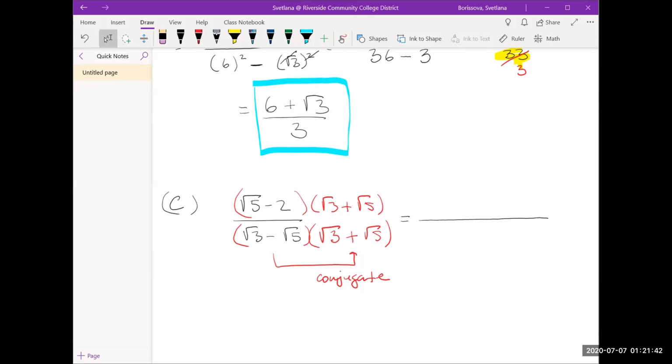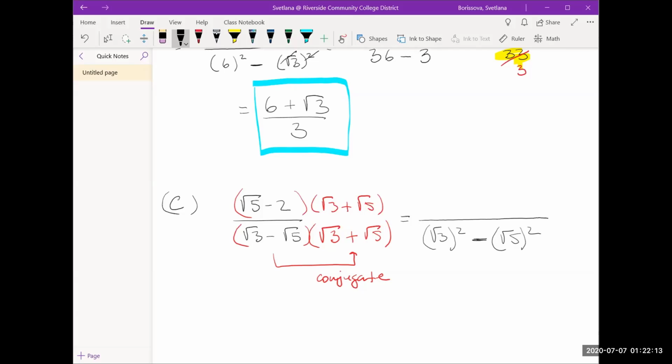I'm going to start with the denominator. It's going to be actually easier this time. It's taking the first term, which is square root of 3, and squaring it, then putting minus because it's always minus in this formula, and then minus the second term, which is square root of 5, which also has to be squared like that. That's the shortcut.